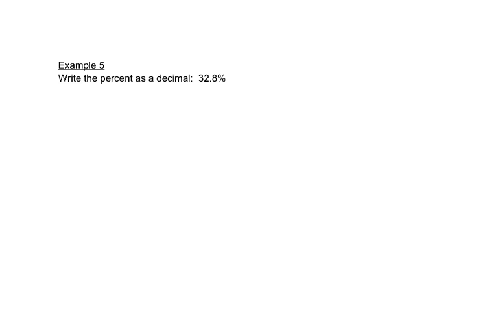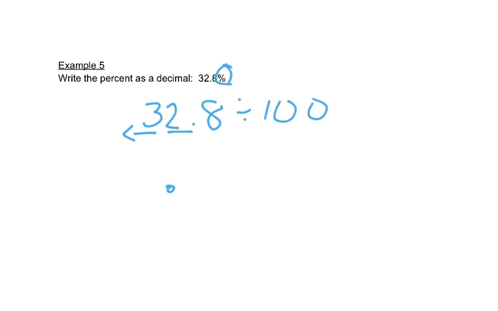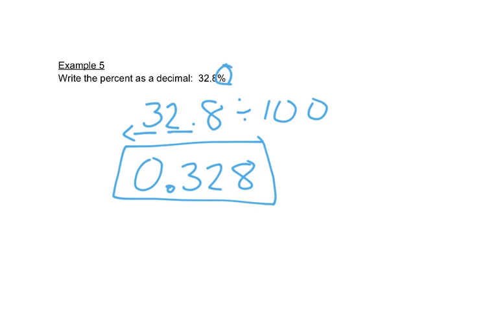So again, this is the same thing. We see this percent sign. So we want to think 32.8 divided by 100, or move the decimal place 2 places to the left. So we get 0.328. And we usually put a 0 in front just so we don't lose our decimal point.